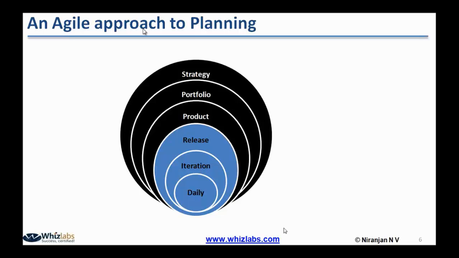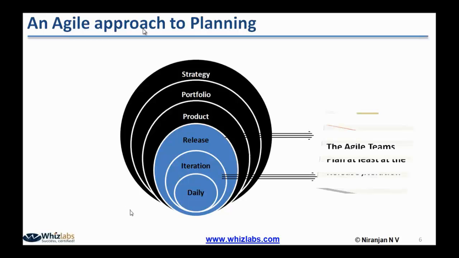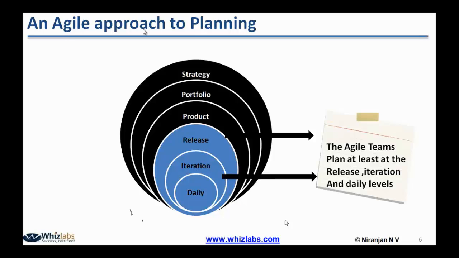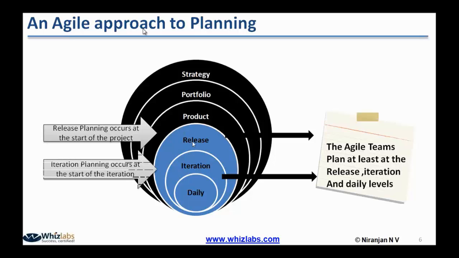Okay, and so here the Agile teams do get involved from release onwards. That means their job is to do a release planning for a given set of features, and once the release planning is done, then for a particular release how many iterations are required, and then when they are going to start a particular iteration, they have to do the iteration planning. So there are two levels of planning done in Agile projects.